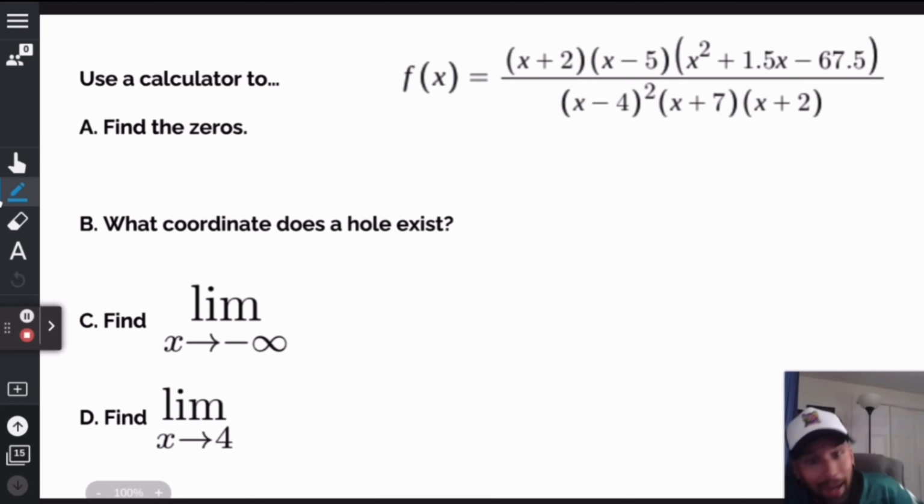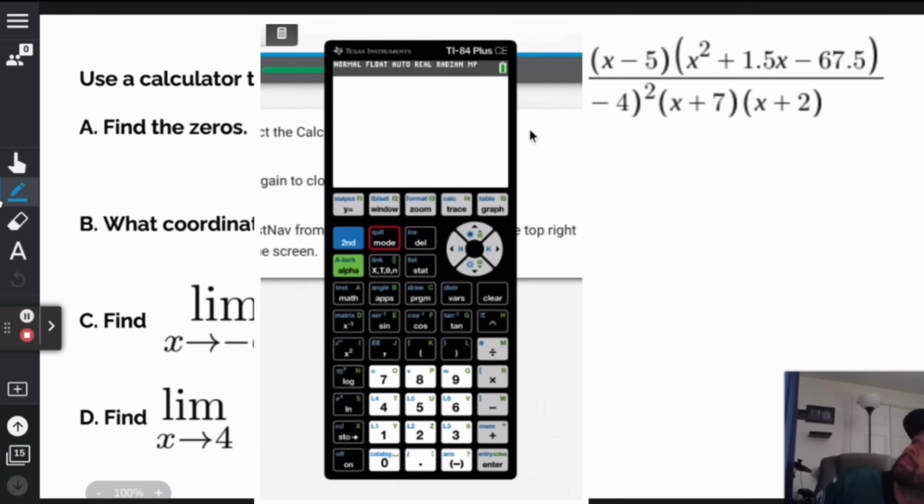Find the zeros. All right, we have a crazy fraction we have to graph, so let's hit y equals and graph it. What I'm going to do is make sure that my entire numerator is in parentheses. So I'm starting out with an opening parenthesis, and I have to make sure that I close it. So the double parentheses here is done on purpose. My x value is right here, so click that, plus 2, close it.